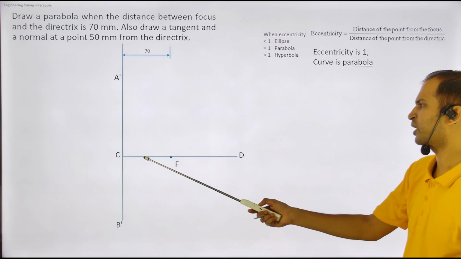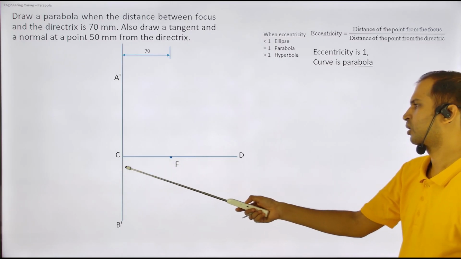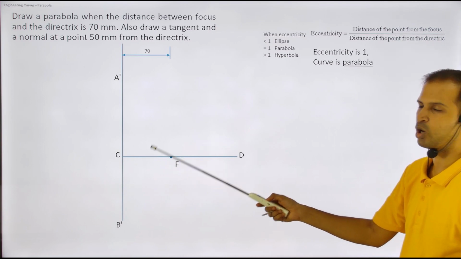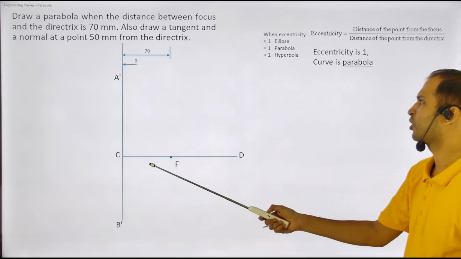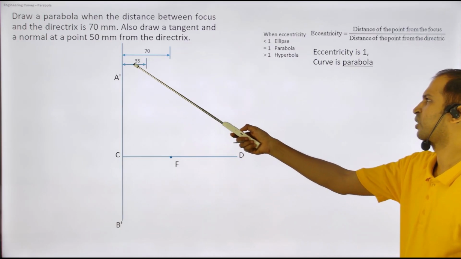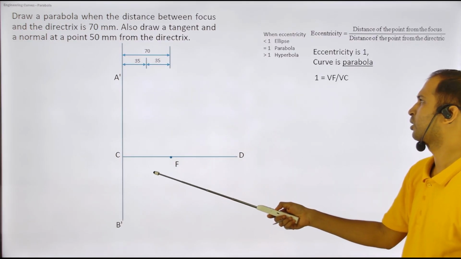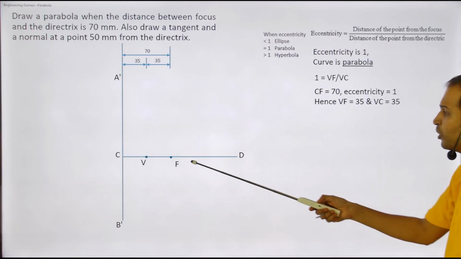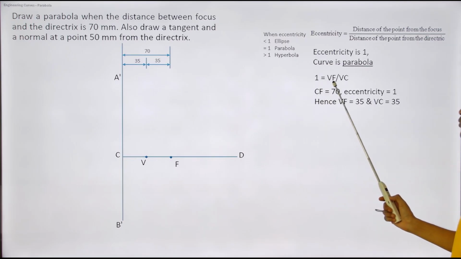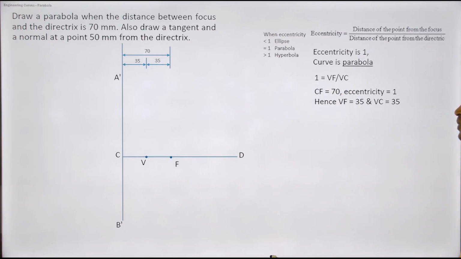Now there is going to be a vertex somewhere over here in between both of them. This is focus, this is directrix. So that is going to be at the midpoint, because the parabola eccentricity is 1. So I'm going to mark V somewhere over here at a distance of 35. I'm going to mark a point, and I get this point. V is in the midpoint, right? So 1 is VF upon VC. This is the answer. Okay.